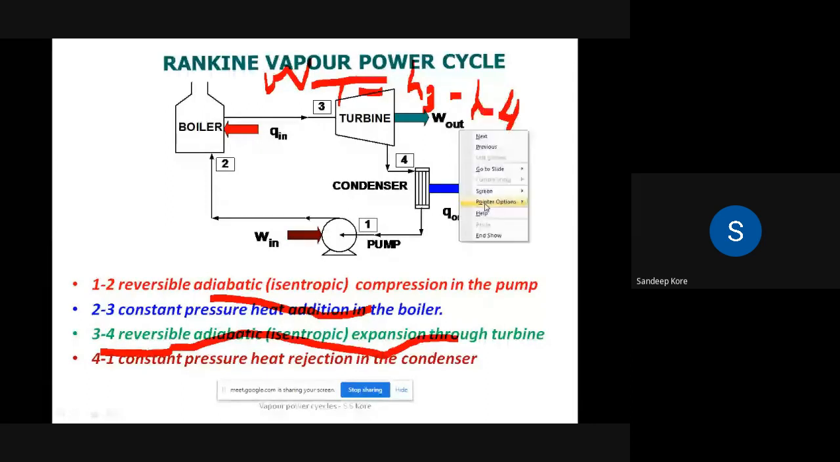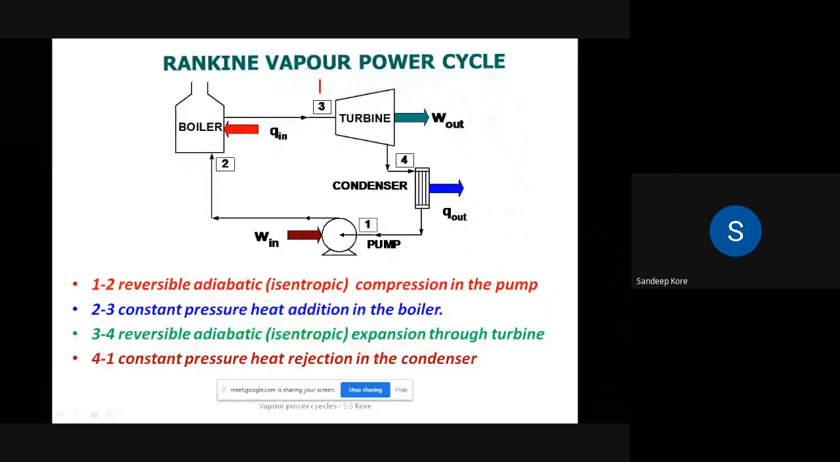Okay. Now to find out this H3 and H4, we have to know the condition of steam. At point 1, if it is dry, directly at boiler pressure, we have to refer Hg. If it is wet, it is Hf plus X into Hfg. So turbine work is H3 minus H4.